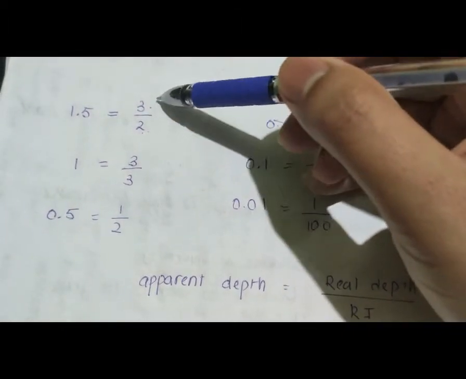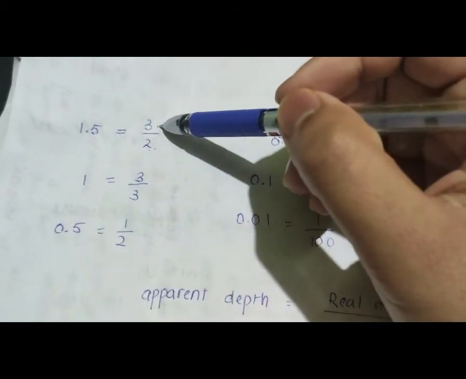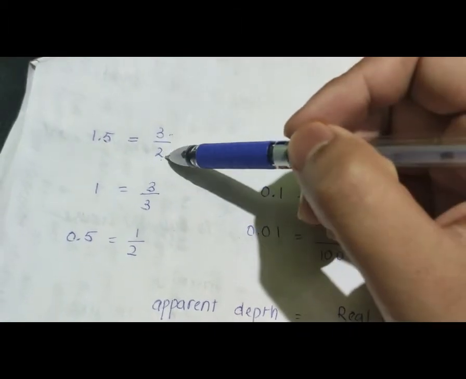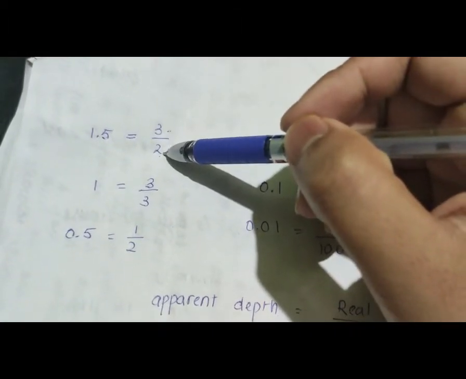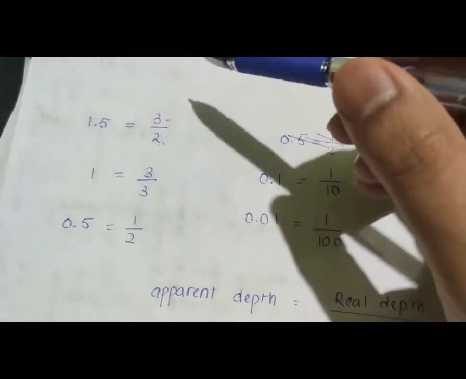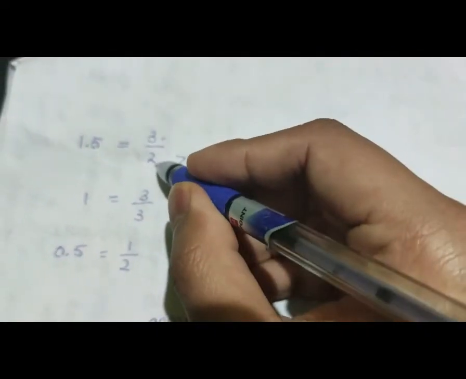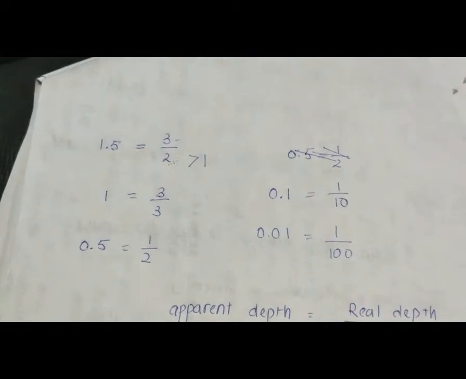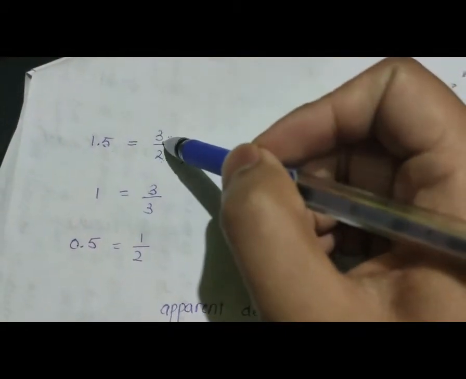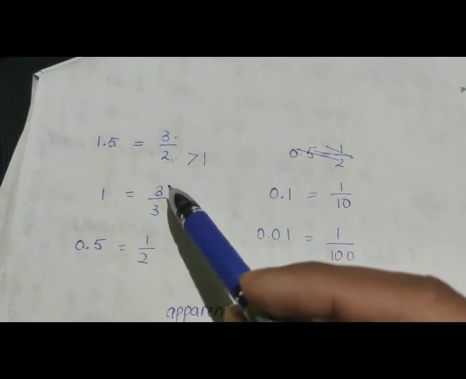Now let us look at our first fraction. This is your number, this is your numerator, this is your denominator. In your first case, your denominator is how much? 2. Now 2 is greater than 1 or less than 1? It is greater than 1. Now tell me which number is bigger, your 1.5 or 3? 3 is bigger.